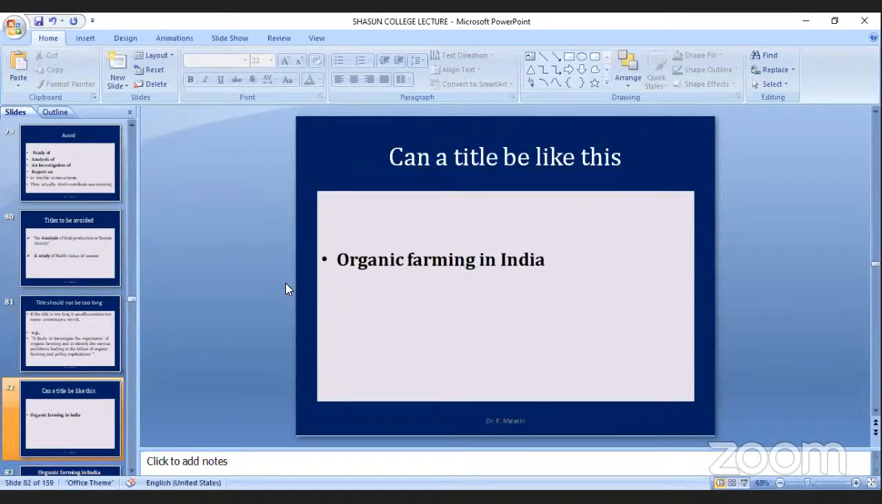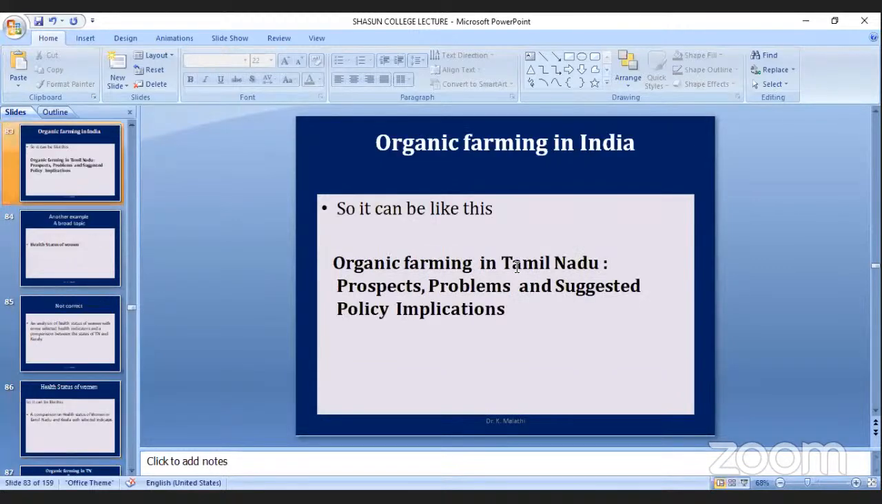I told you, organic farming in India means, and I'm not saying the title is wrong, the title is right. But here again, it is a broader aspect. When I tell a student to do organic farming in India, India is a whole country that she has to take. So there are so many things like that. Now take this particular topic: organic farming in Tamil Nadu, prospects, problems, and suggested policy implications.